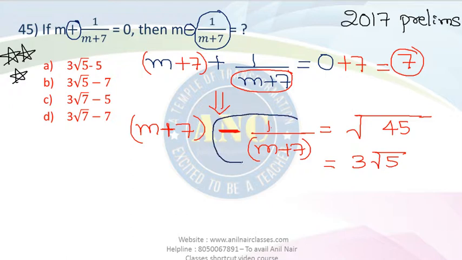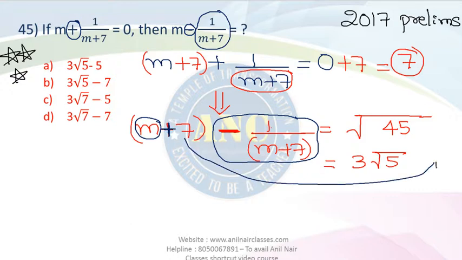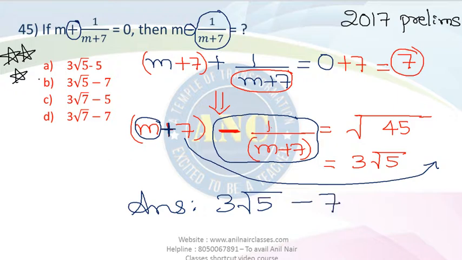This entire thing I will keep on the left hand side itself without doing any manipulations. And another term they want us to keep is only m. That means this m also I will keep as it is. I don't want this plus 7 to be on the left hand side, so shift it to the right hand side. This becomes minus 7 on the right hand side. So your final answer will become 3 root 5 minus 7, which is nothing but option B.